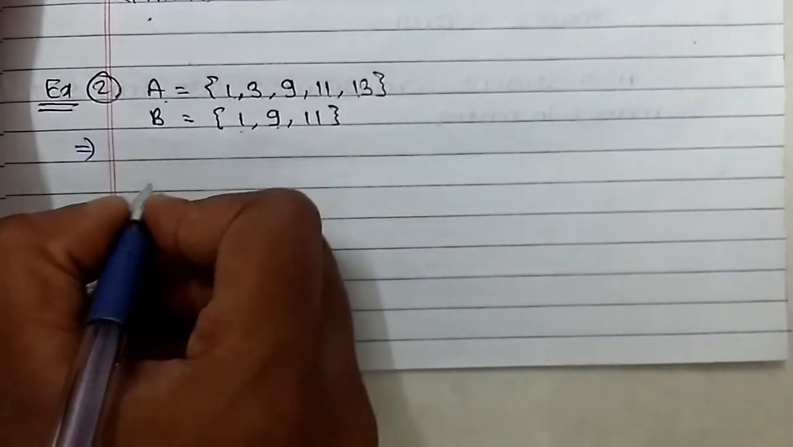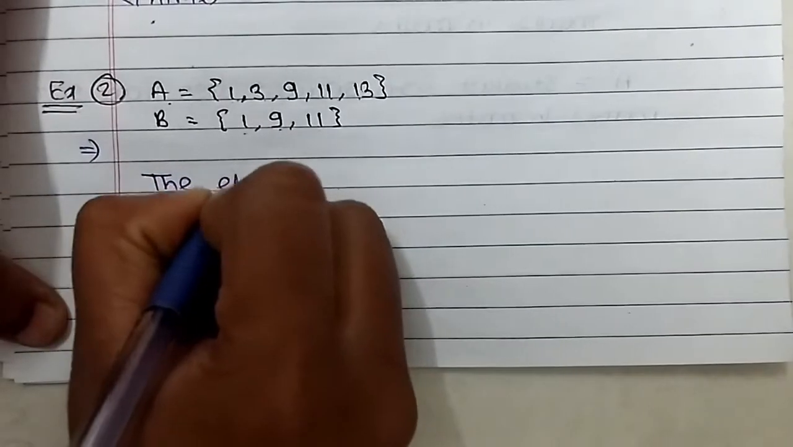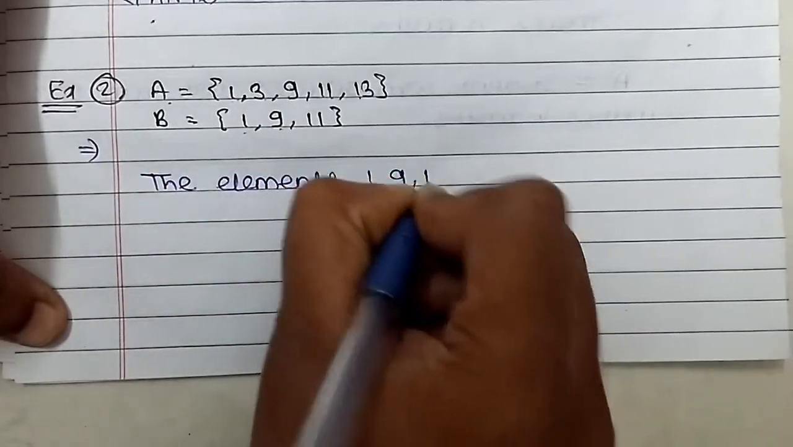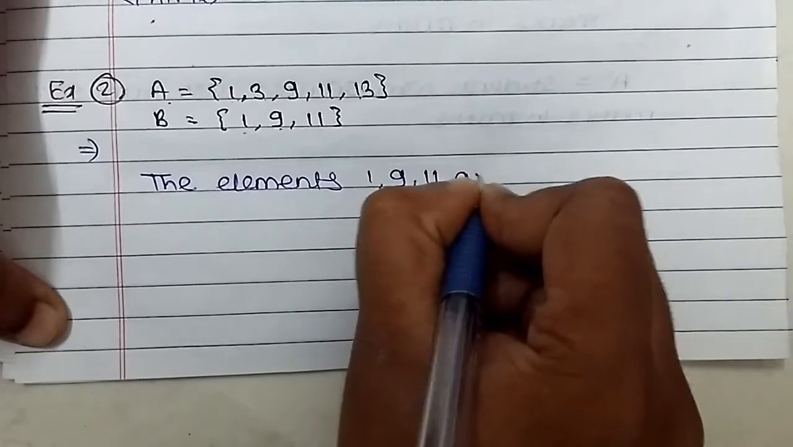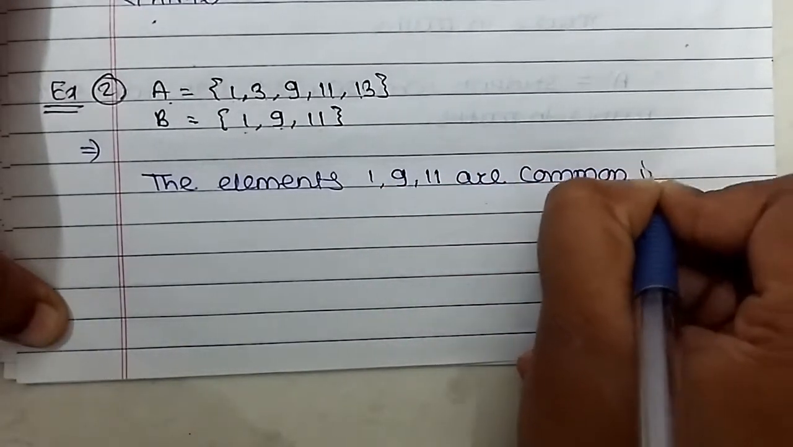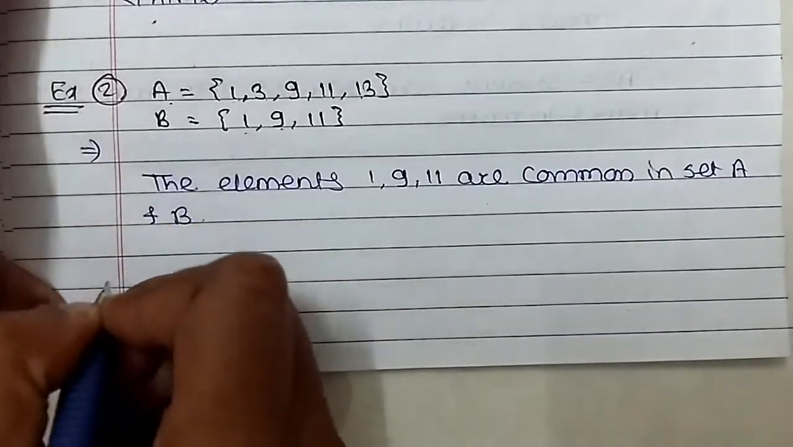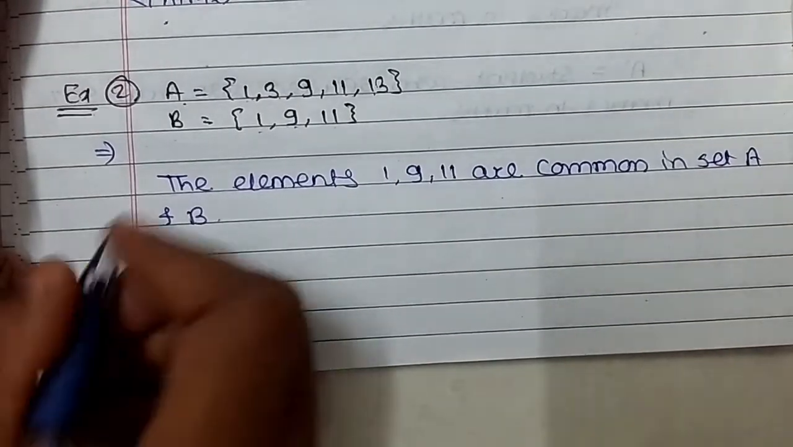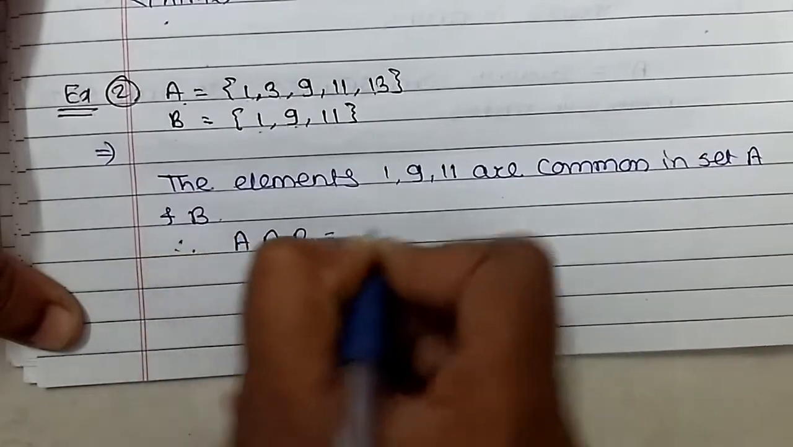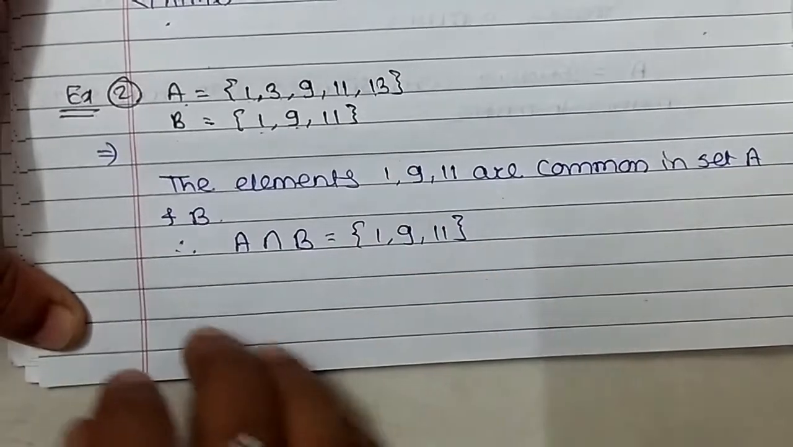So write down one statement. The elements 1, 9, 11 are common in set A and B. Okay, in set A and B. So therefore what is the intersection of this one? A intersection B is equal to what? 1, 9, 11. Write down all the common elements.